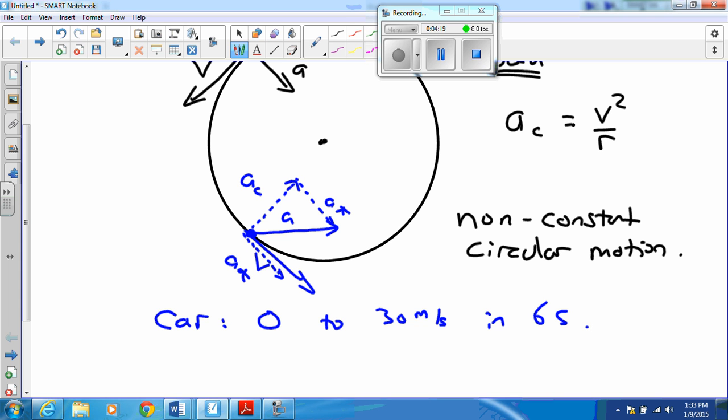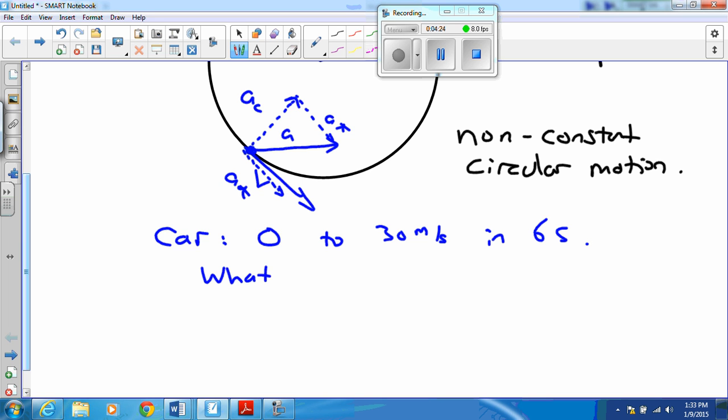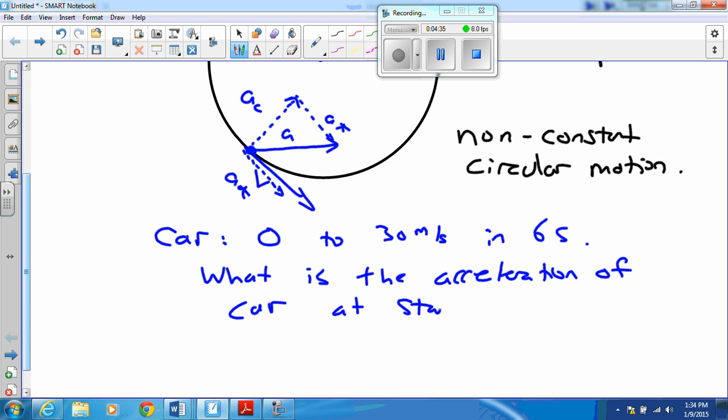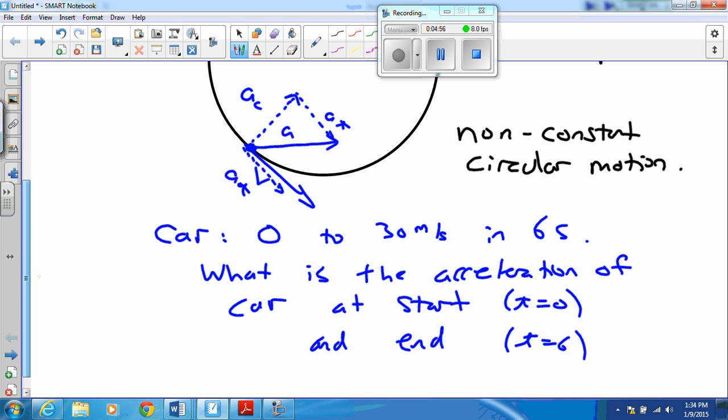And let us ask about the acceleration of the car at the start of this time, t equals 0, and the end, t equals 6. Notice at the end, the car isn't stopped. The car's going really fast. So we're just turning on the camera for 6 seconds and watching the car. And we want to know its acceleration at the start and at the stop.